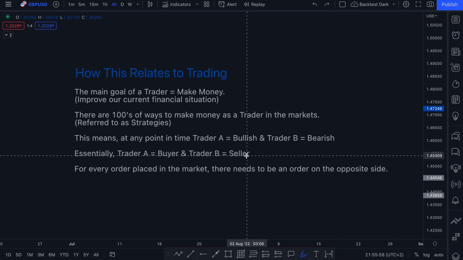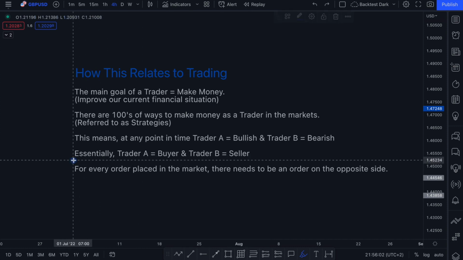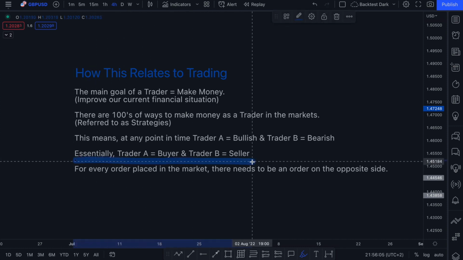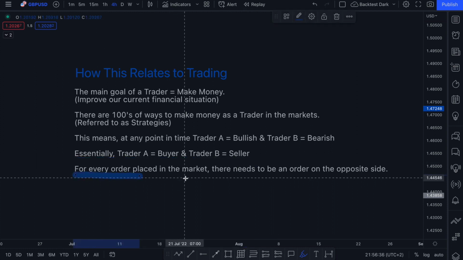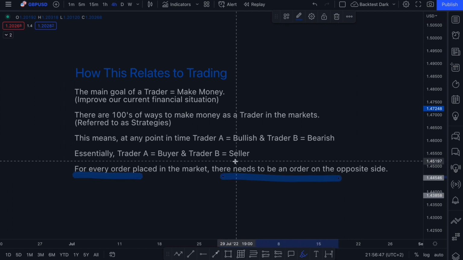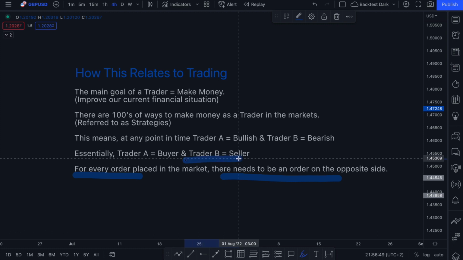Without a buyer, there cannot be a seller. Without a seller, there cannot be a buyer. This is essentially how it comes across in the realm of trading. Okay, for every trade placed in the market, there needs to be an order on the opposite side of that order. Okay, so for every buy trade that is placed by trader A, trader B would have placed a sell trade.